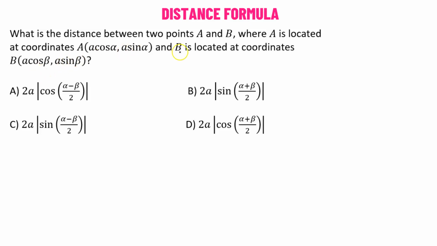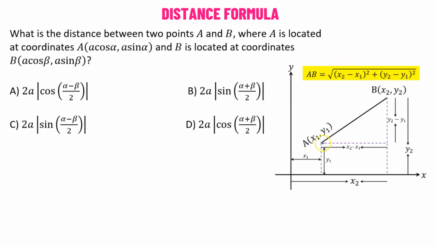So here we need to find out the distance between 2 points, point A and point B. The coordinates of A and B are provided to us. Now in order to solve this problem, we'll have to use the distance formula. So let's try to employ the distance formula.